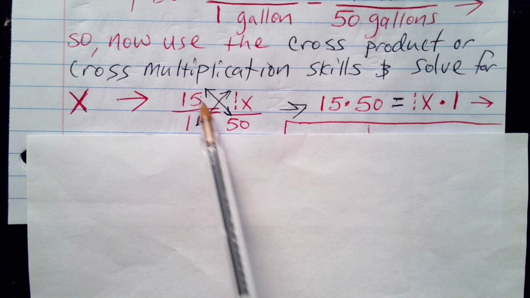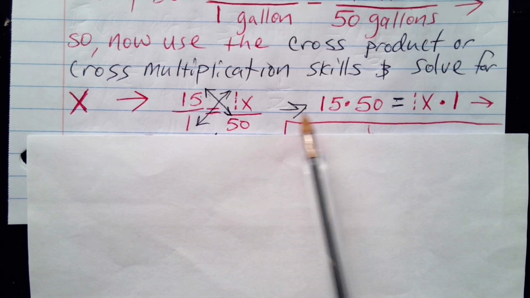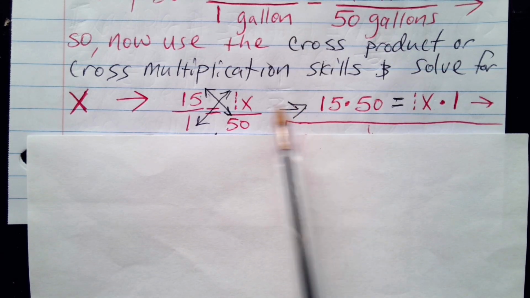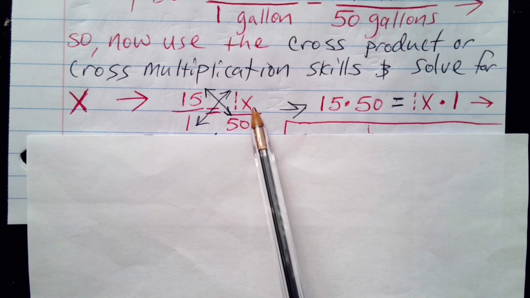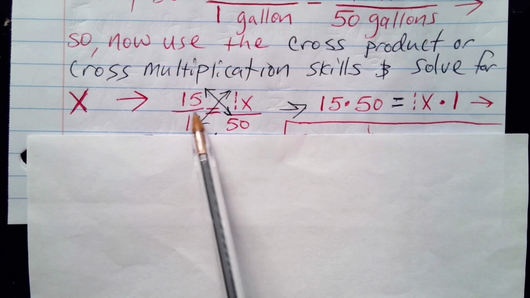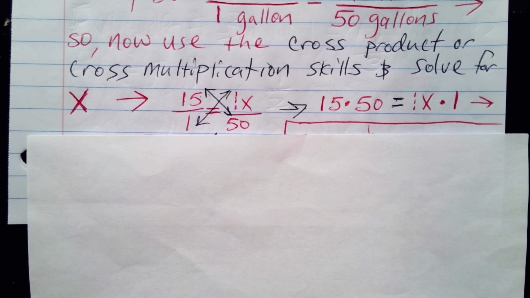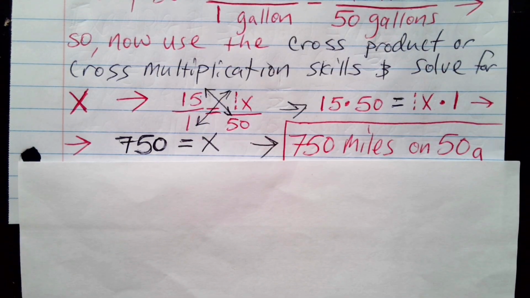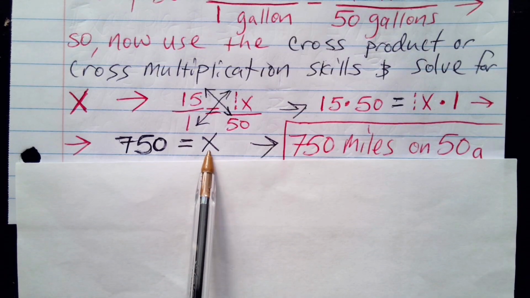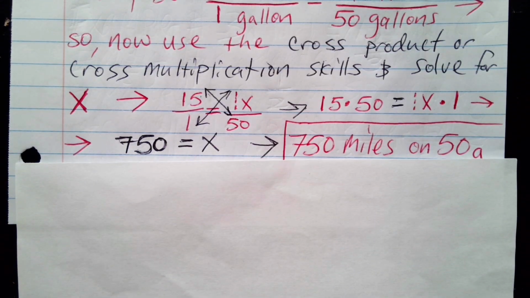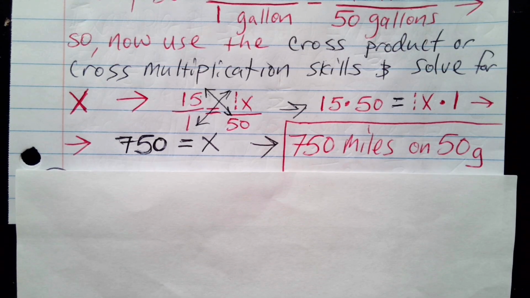Again, you're going to cross multiply 15 times the 50. Before you multiply that 1x times the 1, you want to put that equal sign, right? Separating those two. 1x, there's an invisible 1 in front of that x. So 1 times 1 is 1x. Let me show you here below. So 15 times 50 is 750. 1 times 1x is 1x. So here, 750 miles on 50 gallons of gas.